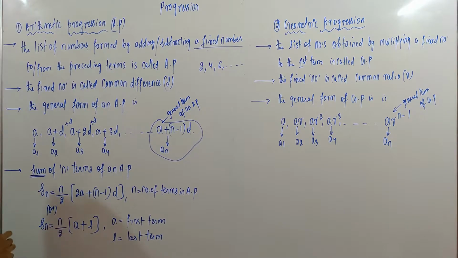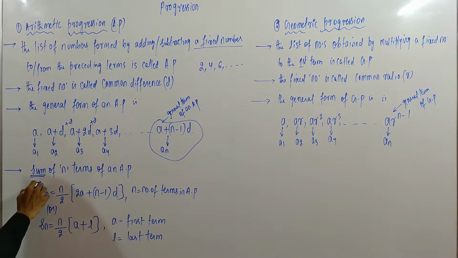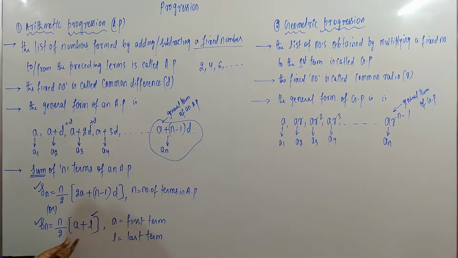We have two formulae for the sum. This formula, and we have this formula, Sn equal to n by 2 into a plus l. a is the first term and l is the last term here. So we can use either this formula or this formula. If I have the last term, then I will go with this formula because this is a simple formula, but you should know the last term. If you don't know the last term of the sequence, then go for this formula.